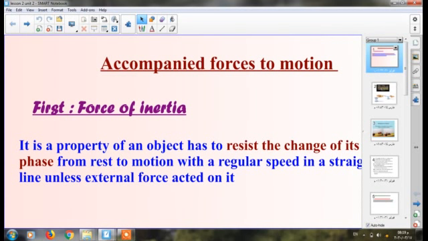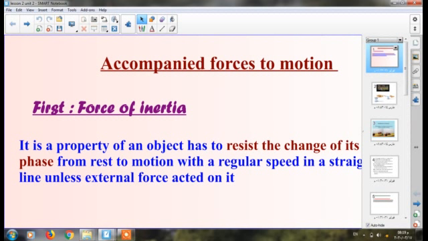Second lesson in Unit 2, accompanied force to motion. In Lesson 1, we started to explain the meaning of force and the types of force. In this lesson, we will explain accompanied force to motion. There are two types of accompanied force to motion: force originates due to the motion, and force causes motion.